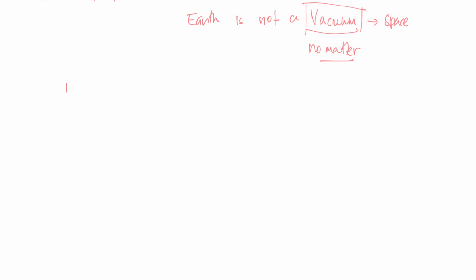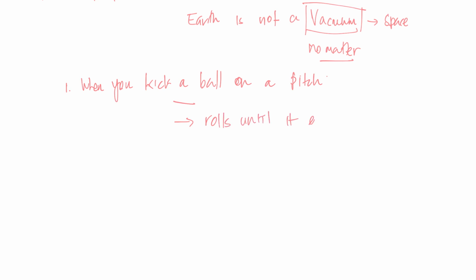So, if I look at number 1, when you kick a ball on a pitch, it will roll and roll and roll and then it will stop. But no one will touch it. Why does that happen? When you kick a ball, it rolls until it eventually stops.